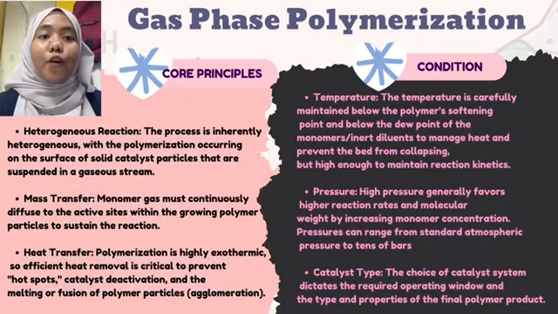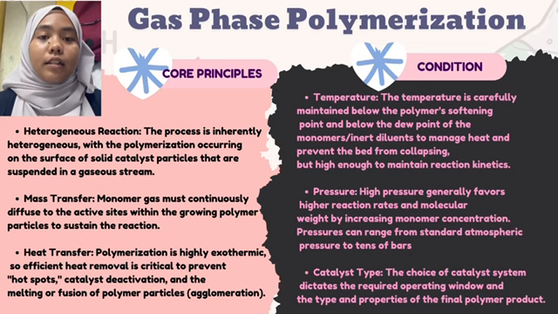For core principles, first of all, heterogeneous reaction. The process is inherently heterogeneous, with the polymerization occurring on the surface of solid catalyst particles that are suspended in a gaseous stream. The second one is mass transfer. Monomer gas must continuously diffuse to the active sites within the growing polymer particles to sustain the reaction.